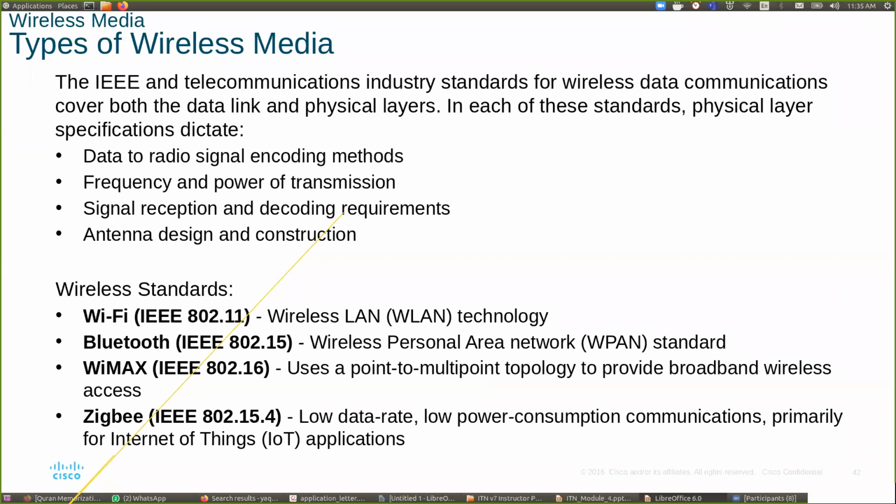It is used for point to multi-point or point to point, for a distance of about 500 meters. If you go to most of these Gamtel stations, you will see a big antenna and a wireless access point that can fire signal, let's say from Westfield to Tabokoto. You can use WiMAX technology for that. The last one, Zigbee, is a low data rate, low power consumption communication, primarily for the Internet of Things.